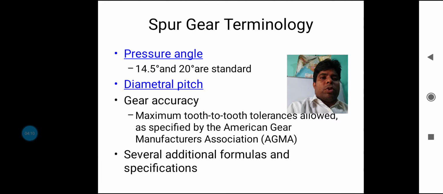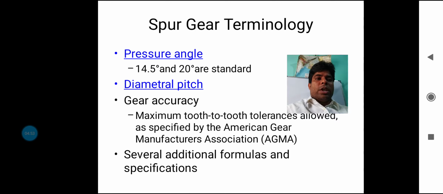Next point is module. Module is the ratio of the diameter of the gear to the total number of teeth of the gear. Module is denoted by the English letter small m. So small m is equal to the diameter of the gear, capital D, divided by the total number of teeth required for the design, capital T. That is capital D by capital T. That is module.